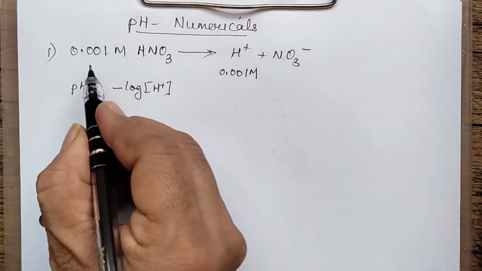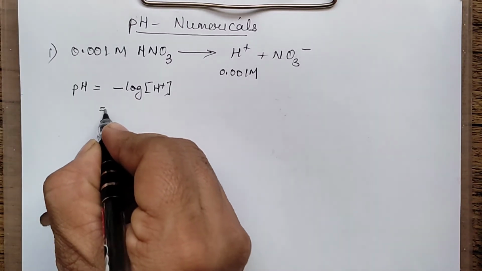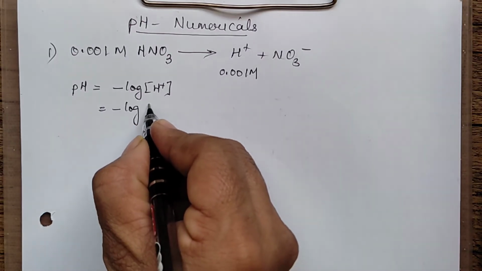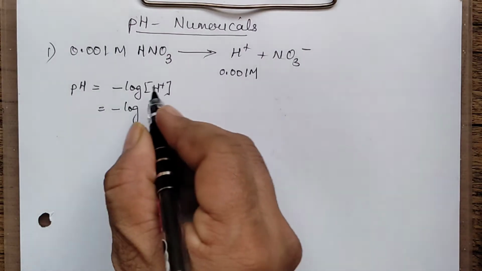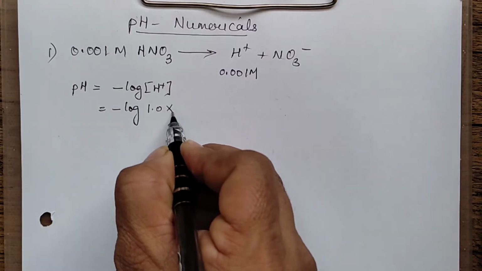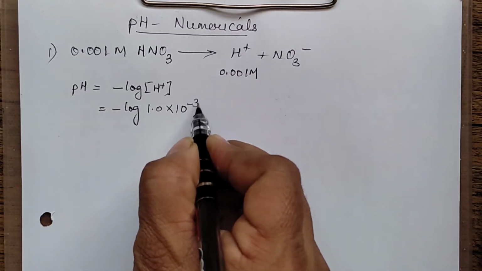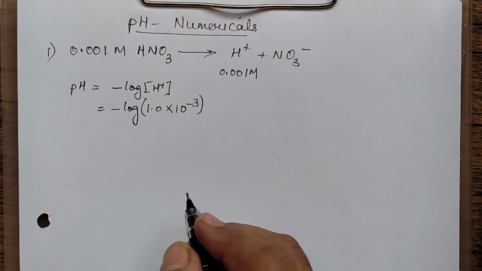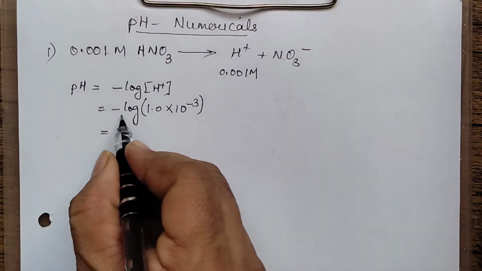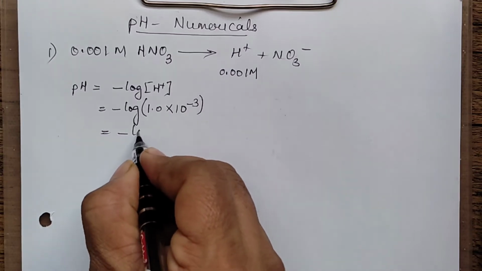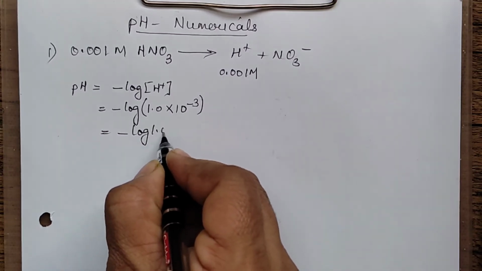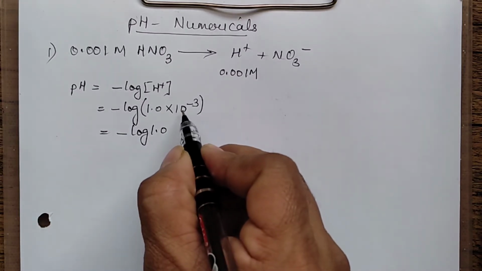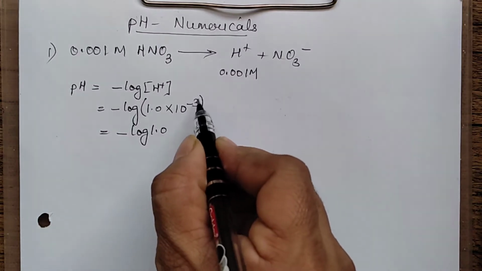concentration. So whatever concentration is given, first thing is you will write down that concentration as a number in the scientific notation. So we'll write this as 1.0 into 10 to the power minus 3. So whatever concentration is given, first you write down in the scientific notation. And then we will open this bracket. So we'll write it as minus log 1.0 and this minus will become plus. So this is log 10 to the power minus 3.